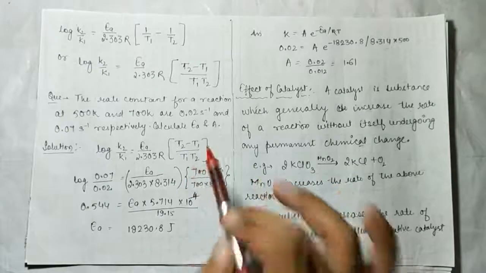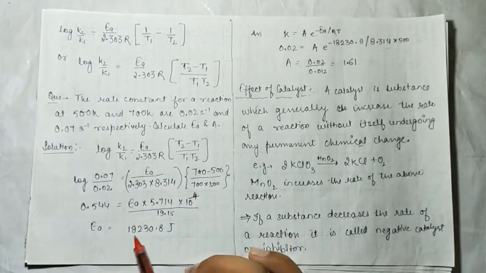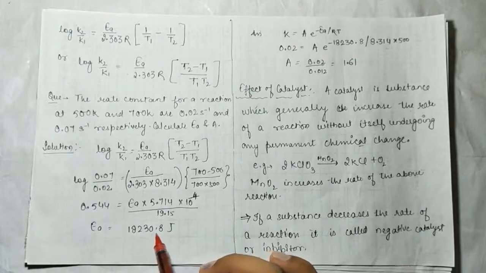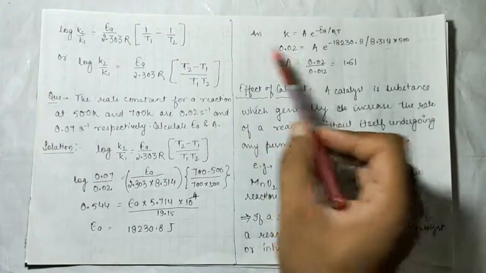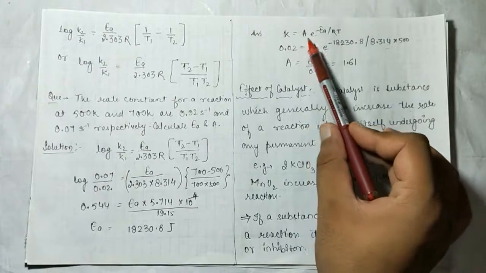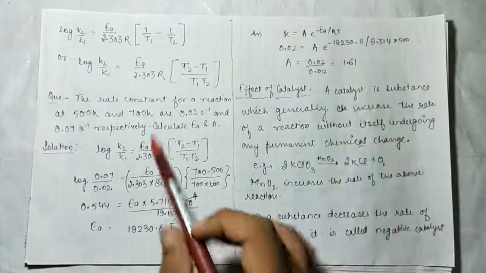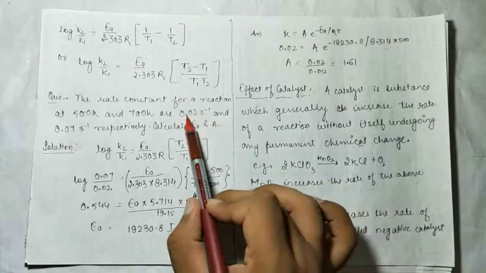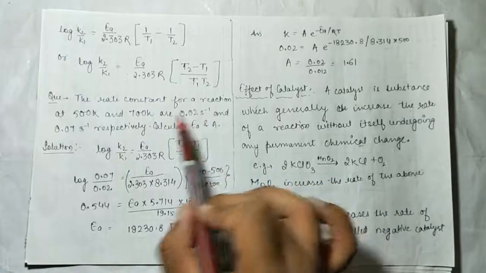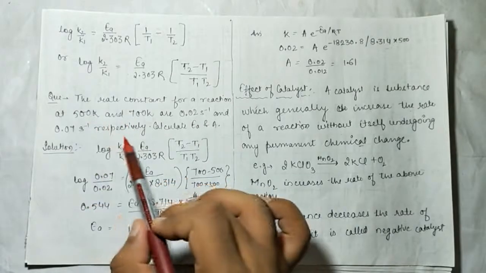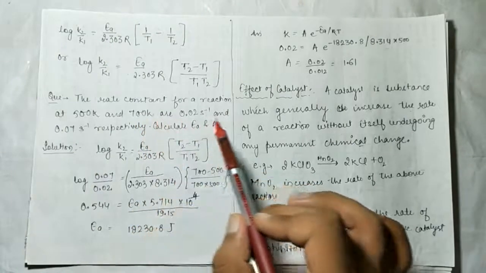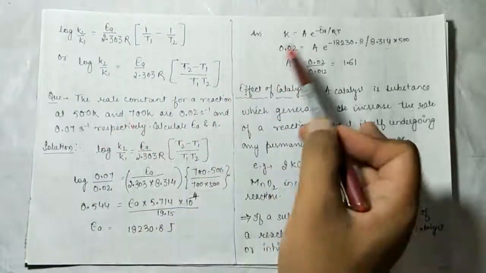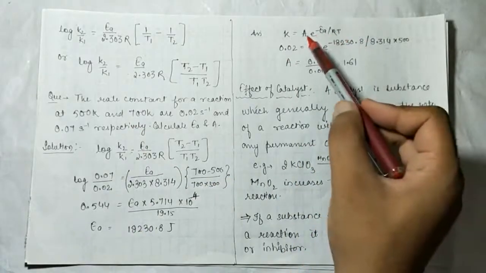Okay, and we put these values here and we get the value of Ea as 18230.8 joule. The value of A can be calculated using the equation k is equal to A e raised to the minus Ea upon RT, and we can take either case, that is, we can take 0.02 per second at 500 Kelvin, or we can take 0.07 per second at 700 Kelvin as the rate constant. Any of the values we can take and we can calculate the value of A.